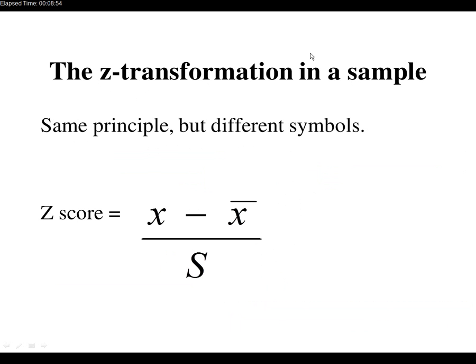The z transformation in a sample is slightly different. Are the numbers different? Negative. They're not. Just the symbology. Okay? Same principle, different symbols. The z-score equals the x, which is the same, minus x bar instead of mean, and divided by what? The standard deviation. So instead of using the small sigma, we use a big S. All right?